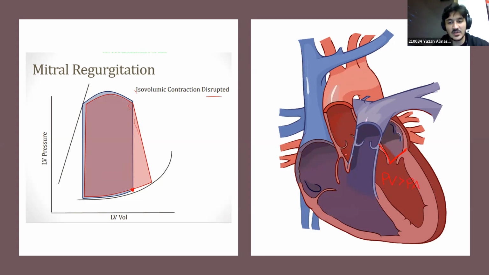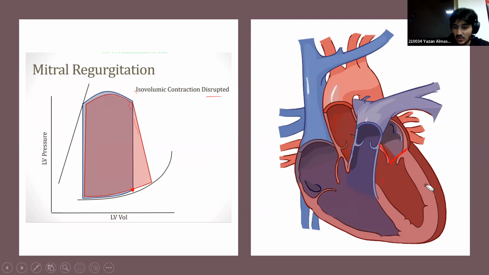Why does it try to do that? To open the aortic valve. Then the blood will go this way. This is normally what happens, so we're going to have a phase where the blood does not move. Okay, now let's say the mitral valve does not close.